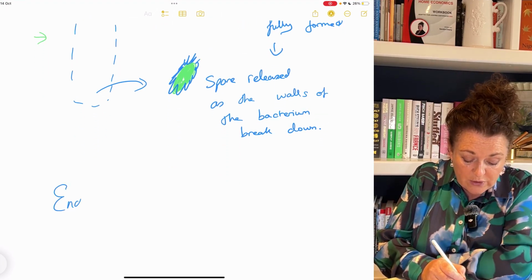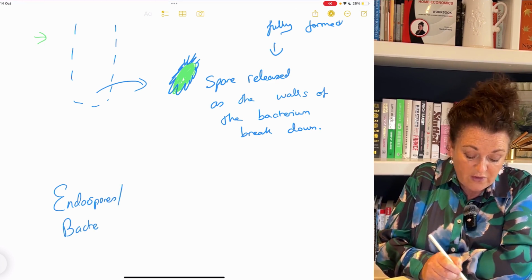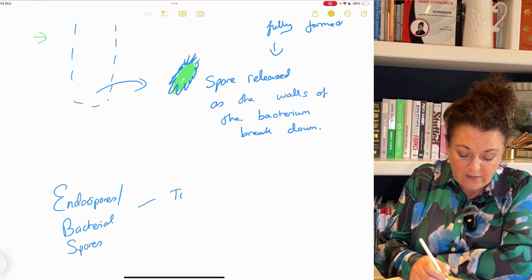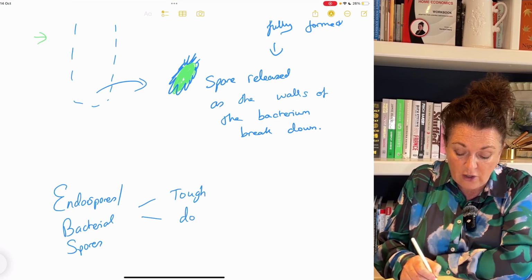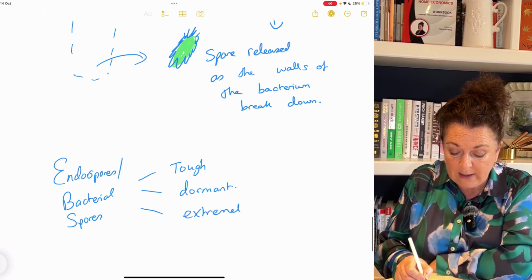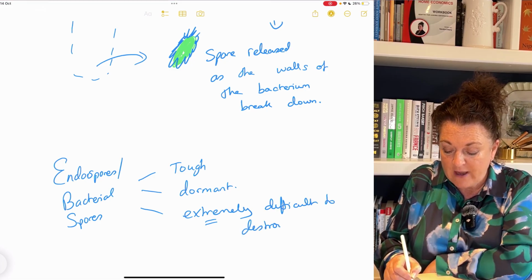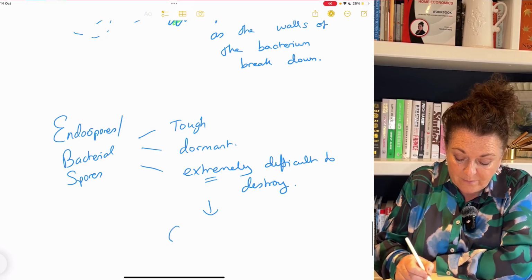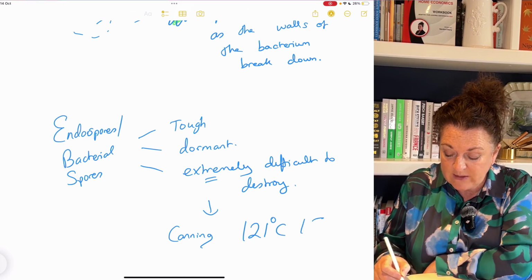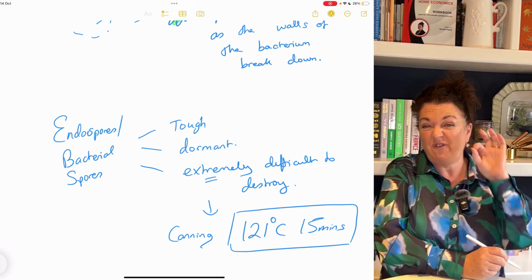Now, the thing we should know about these endospores, also called bacterial spores, is that they form within the bacteria. We can say that they are tough, they are dormant in that they are asleep, and they are extremely difficult to destroy. In fact, in canning of fish and other protein foods, 121 degrees centigrade for 15 minutes is the temperature the can is subjected to. Do you know that's equivalent to 5 hours of boiling?